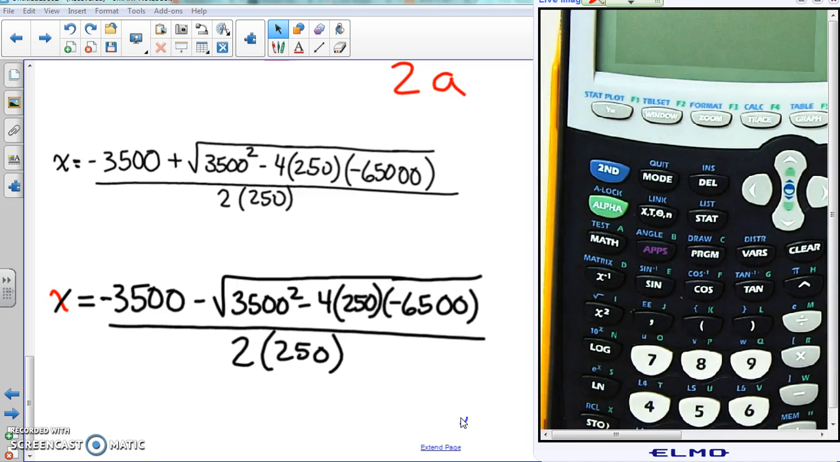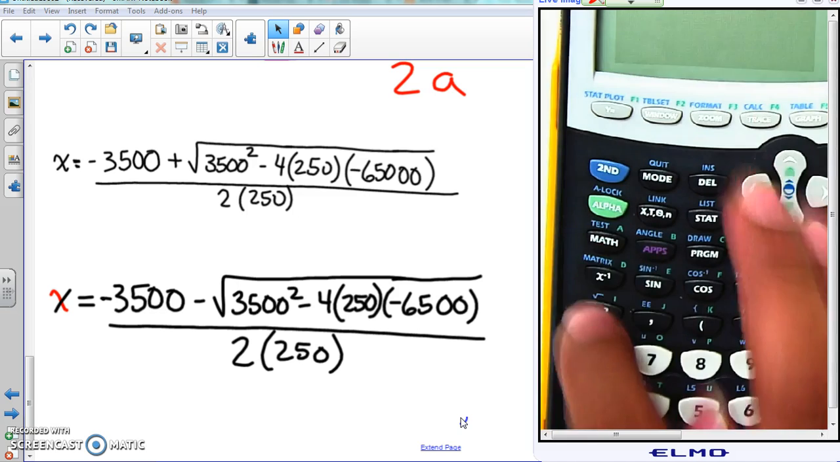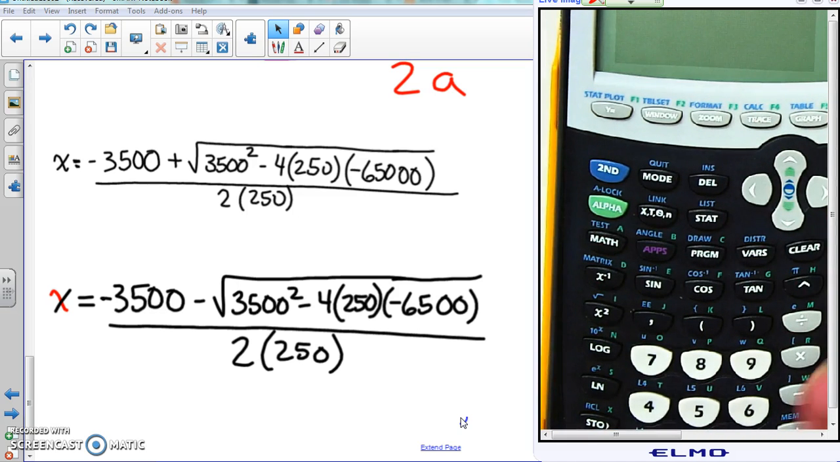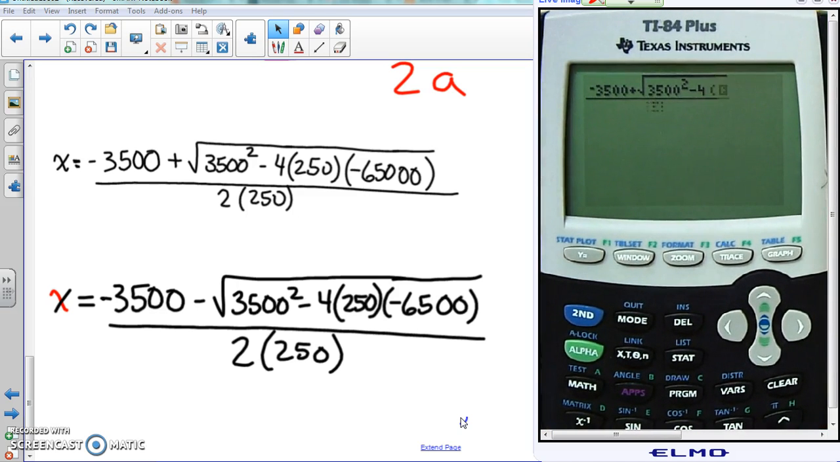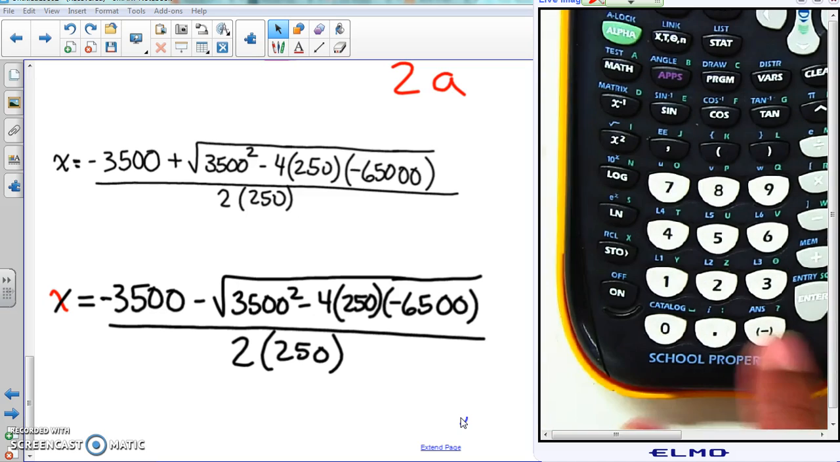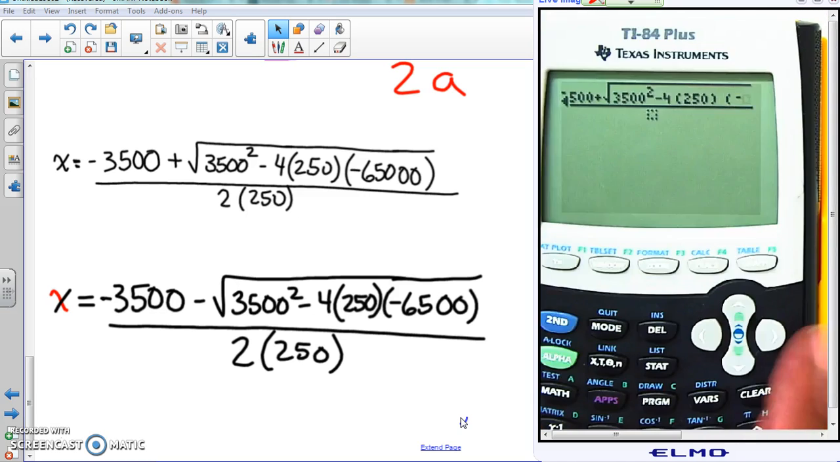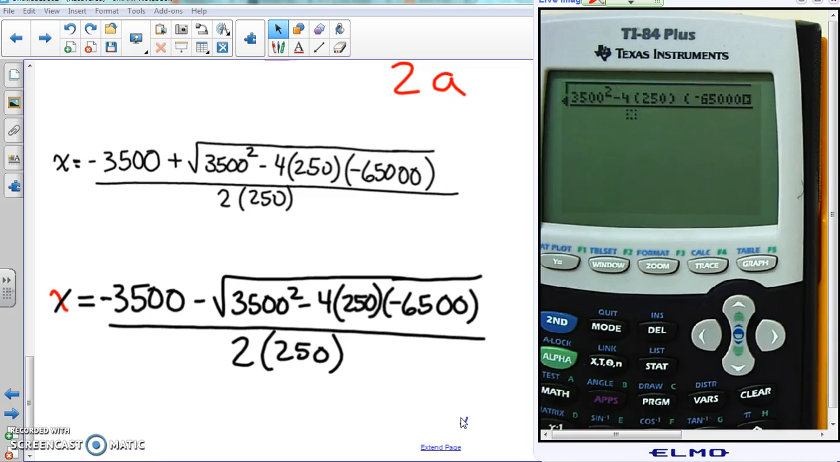Right, so negative 3,500 plus the square root of 3,500 squared minus 4, so we use that gray one here for the minus 4, times 2,500 times 1c. Again, negative 6,500. And at the bottom we do 2 parentheses 250. Hit enter.